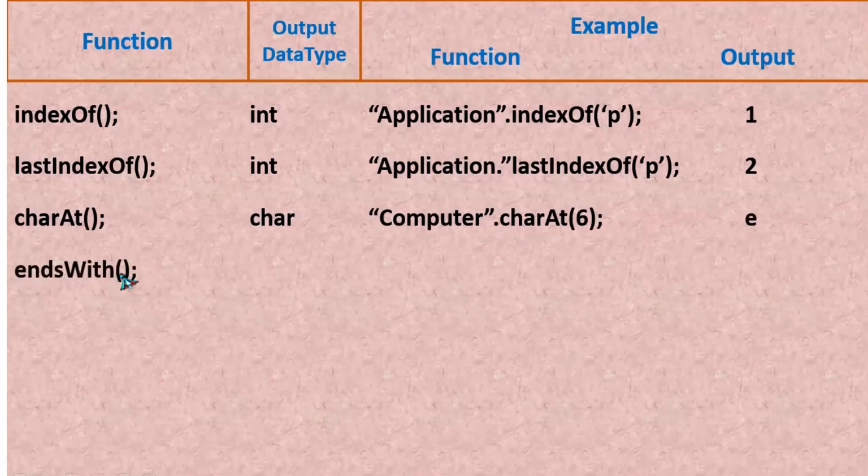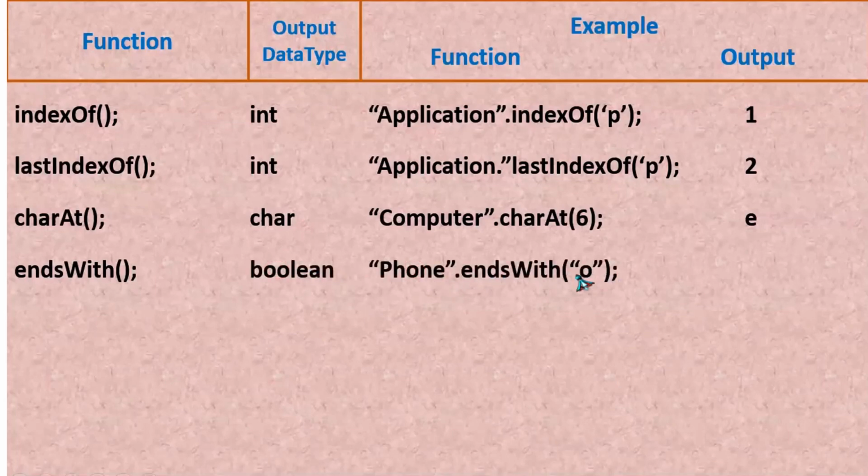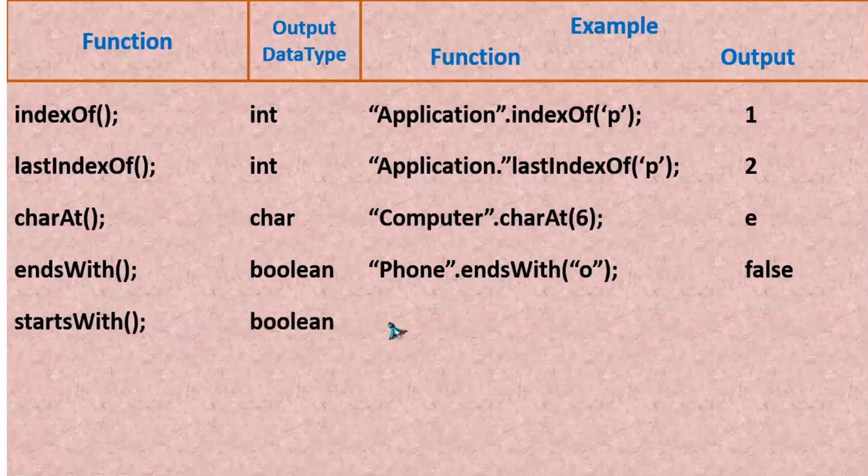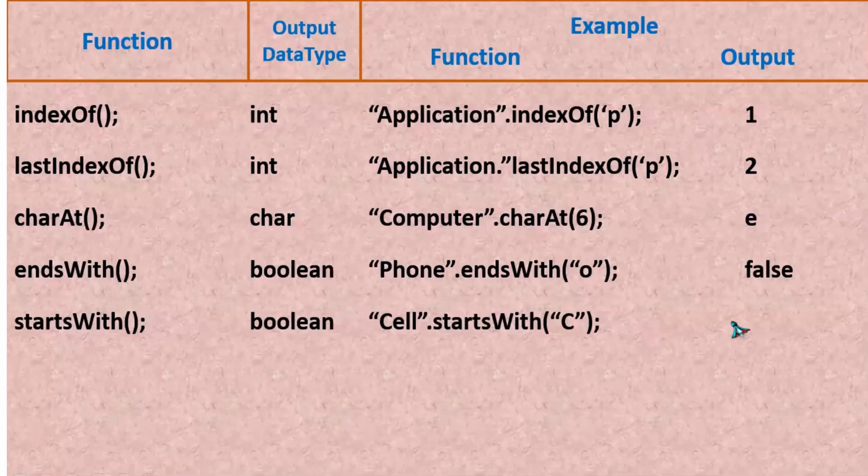Next we have endsWith. It is going to check whether the string ends with the particular string. The output data type is going to be true or false, that is Boolean. So "phone".endsWith("o") is going to be false. Next I have startsWith. Again it is going to say whether it is true or not, so again Boolean data type. "cell".startsWith("c"), which is given inside the quotation here. So it is true. C is right.